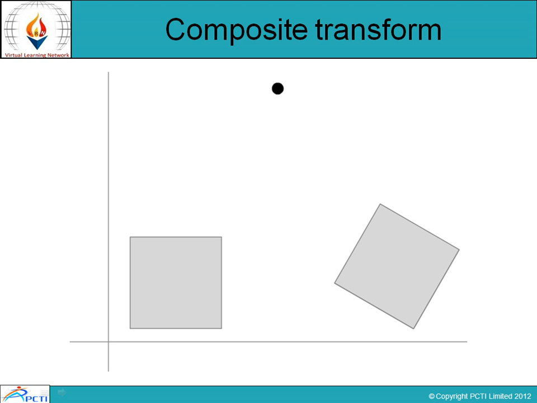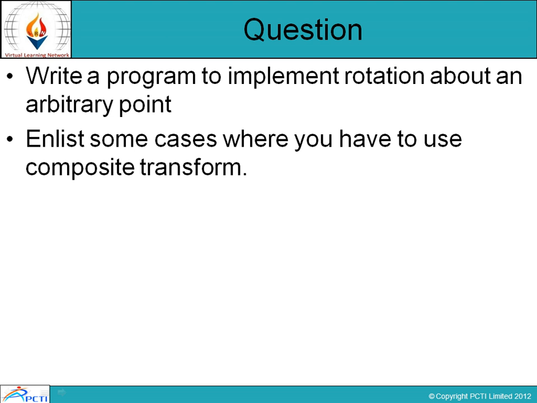Now there are two small activities for you. You have to first write a program to create a rotation about an arbitrary point. ठीक है, किसी arbitrary point के about rotation के लिए आपको प्रोग्राम लिखना है, और दूसरा आपको एनलिस्ट करना है उन सभी केसेस को जहाँ पे हम कंपोजिट ट्रांसफॉर्म इस्तेमाल कर सकते हैं. ठीक है, जहाँ कहीं भी लगता है कि हाँ हम यहाँ पे ट्रांसफॉर्म करते हैं और वहाँ पे कंपोजिट ट्रांसफॉर्म इस्तेमाल हो सकता है, तो you have to list down all those activities.